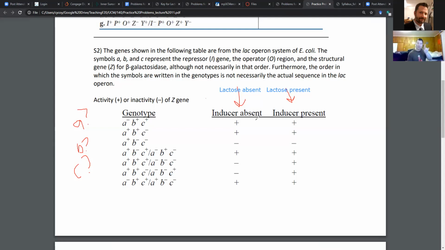Okay, so here's where I'll give you a hint. Of those three genes, there's Z, I, which is the repressor, and O, which is the operator. And in this case, by the way, the plus means wild type, minus means some type of mutation. If we go here and read the text fully, and it's unfortunate that it's over 2 pages.